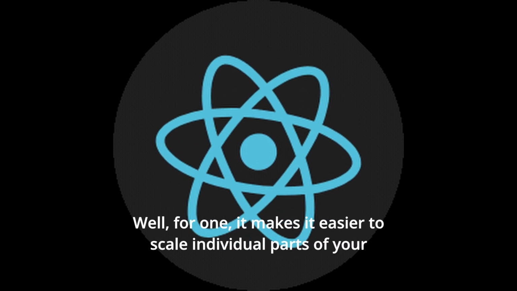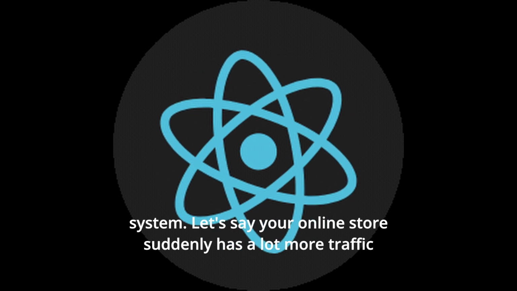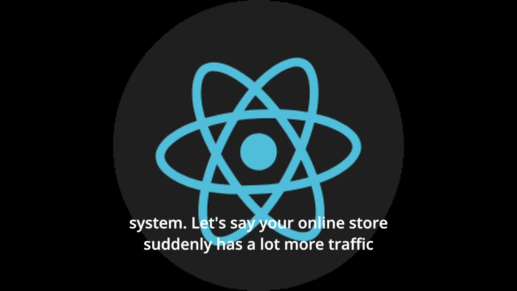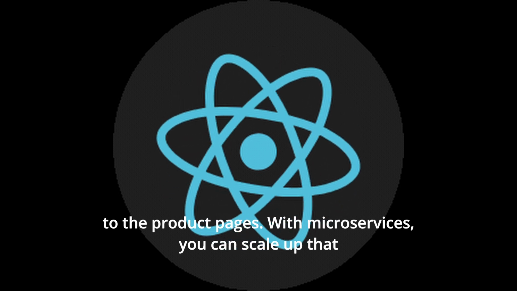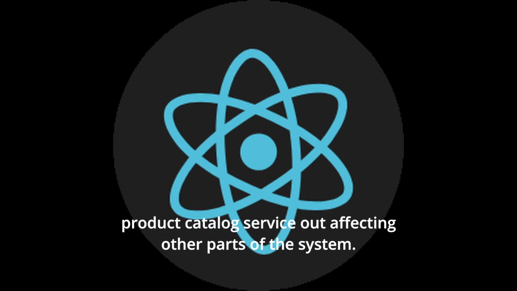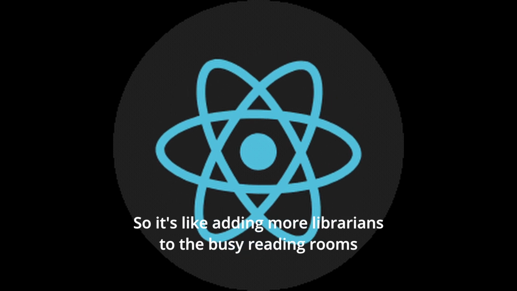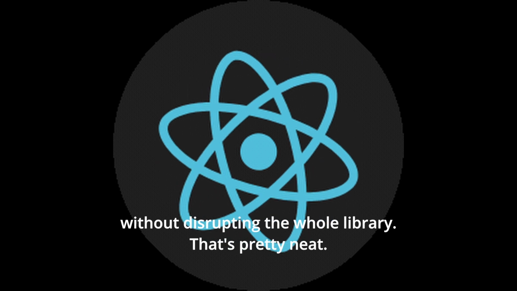That makes sense. Why is this approach so important for building scalable systems, though? Well, for one, it makes it easier to scale individual parts of your system. Let's say your online store suddenly has a lot more traffic to the product pages. With microservices, you can scale up that product catalog service without affecting other parts of the system. So it's like adding more librarians to the busy reading rooms without disrupting the whole library. Exactly. That's pretty neat.